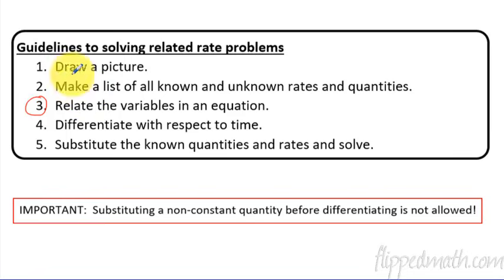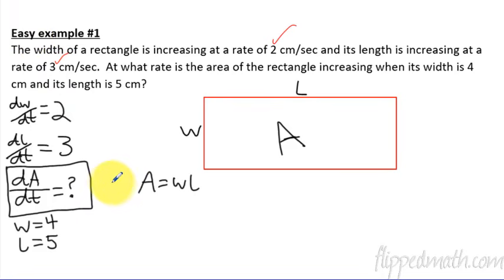Now we differentiate with respect to time. So you're going to take the derivative of this whole entire thing with respect to time. This is implicit differentiation. That's what we practiced in the last lesson. Differentiating everything with respect to time gives us, okay, so the derivative of A is just a 1, right? But then we have to do times the derivative of A with respect to time equals WL.